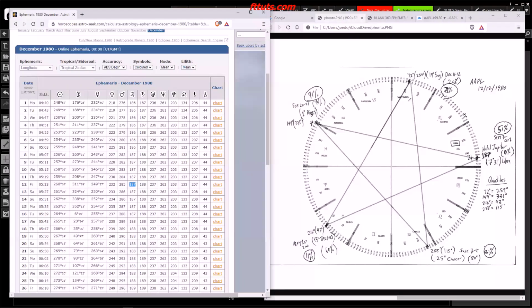But yeah, I would start with Jupiter, because Jupiter is sort of the expansion planet. If you want to get a little bit into the classical reason why we would use Jupiter, it's the king of things growing. And that's why, when we want to see when money is going to grow, we're going to use Jupiter.